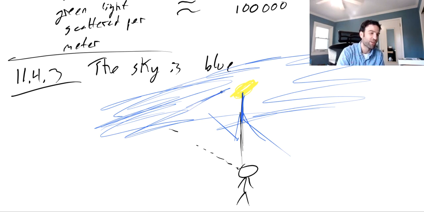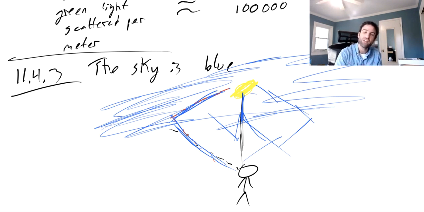Whereas when we look off at some other parts of the sky, we're more likely to see these things that bounced somewhere else and got to us. Some amount of red also scatters, but about 10 times as much blue scatters, and so we see it as blue.